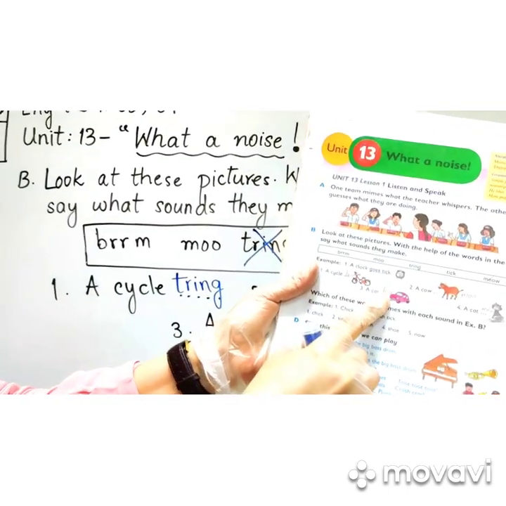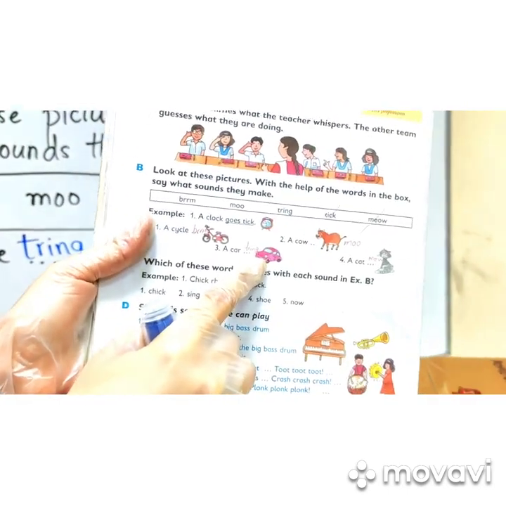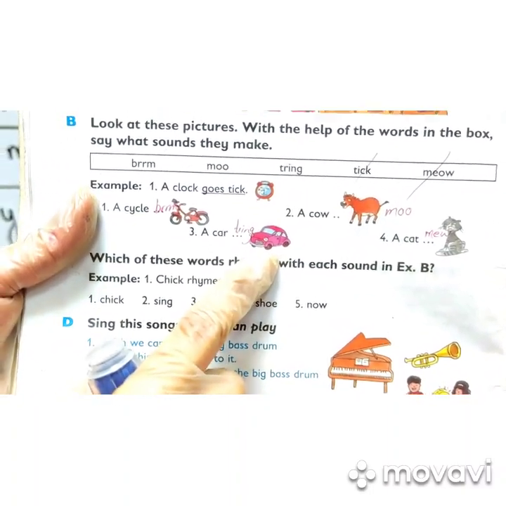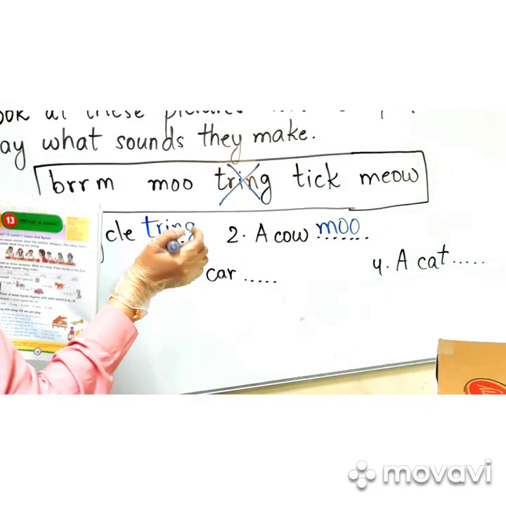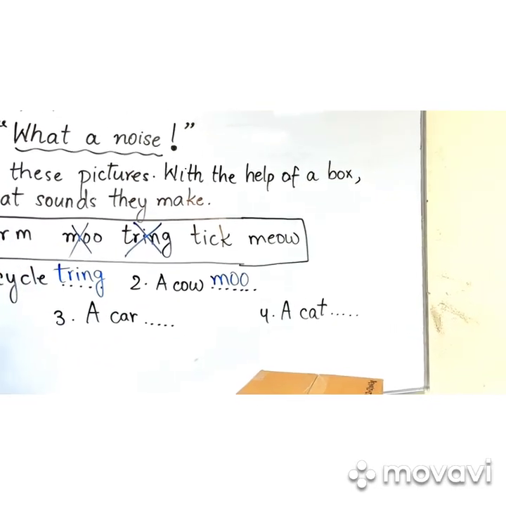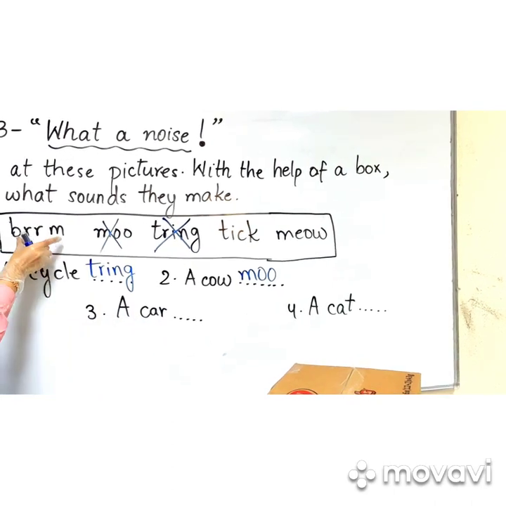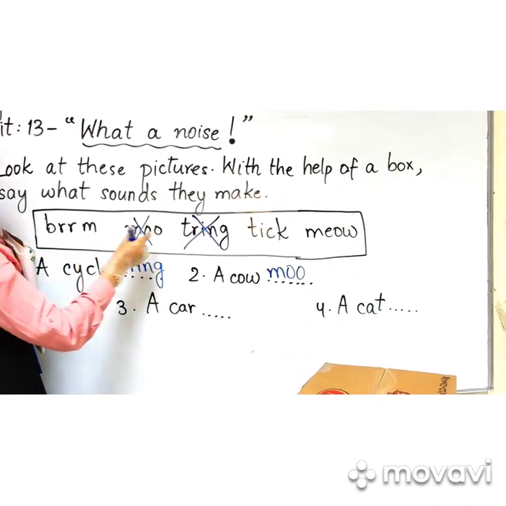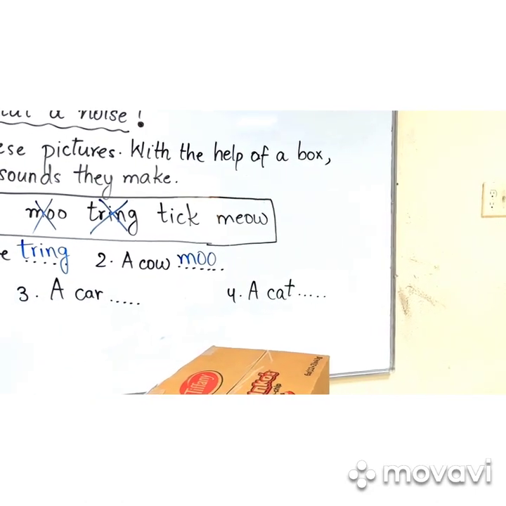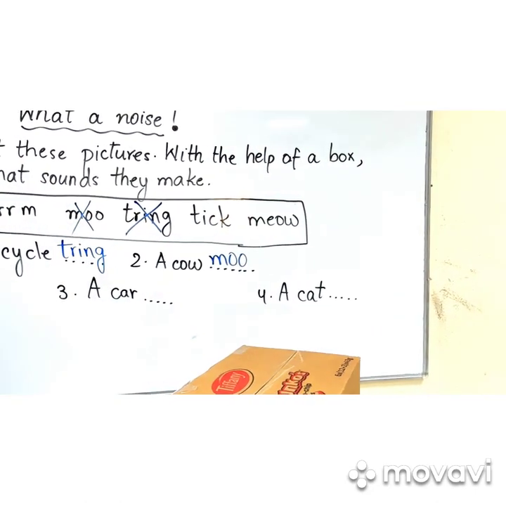Now take a look at the book. Look at the teacher's finger. Which picture is this? A car! Very nice! Don't forget to cross it out. So which sound does a car make? We have three options left. Vroom, tick, tick, tick, or meow. Which one does a car make? One, two, or three?